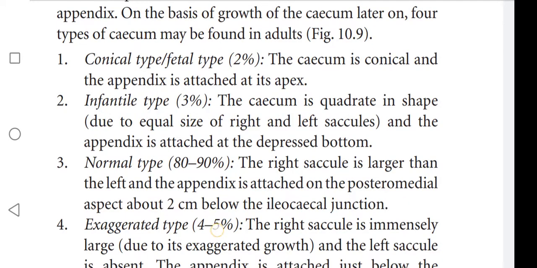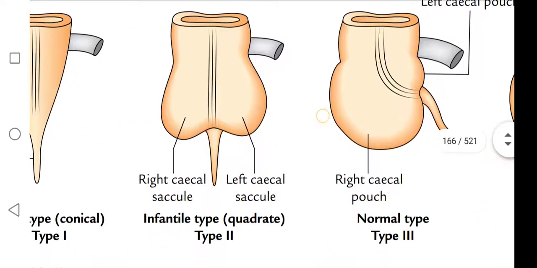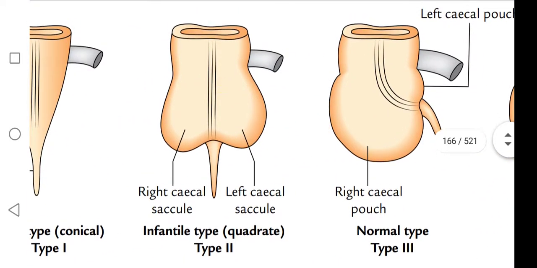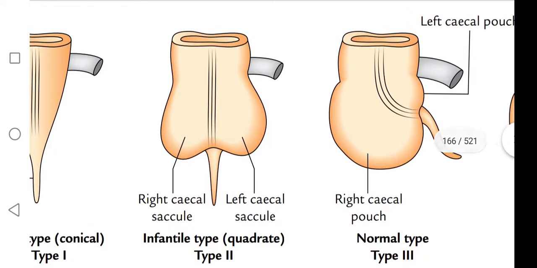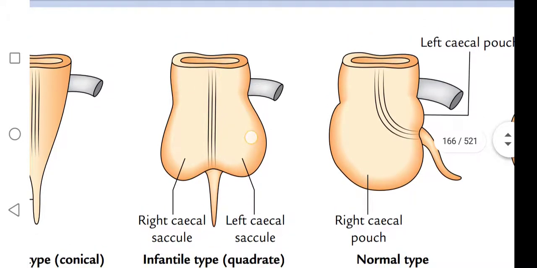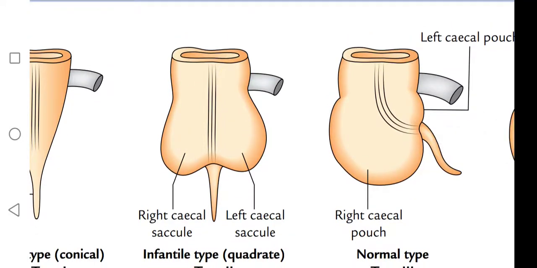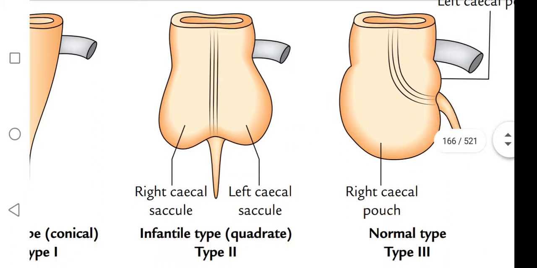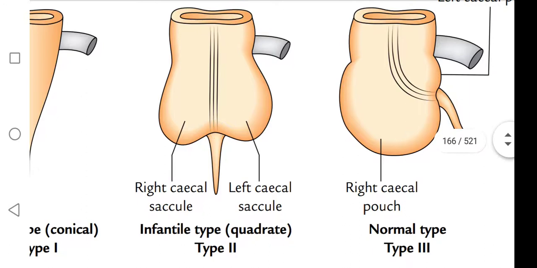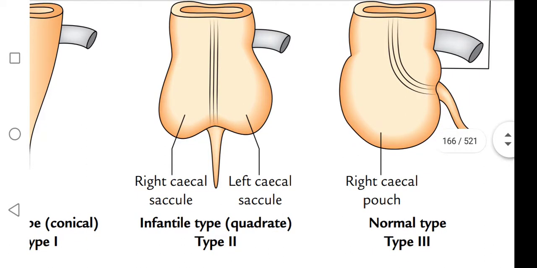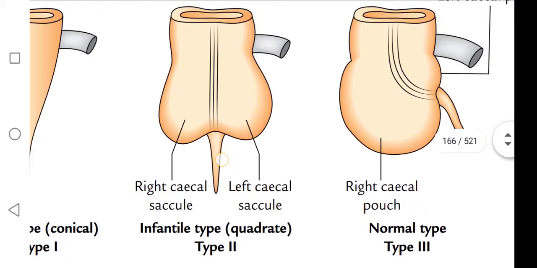I will show a diagram, it is easy to understand. This is the infantile type, also called quadrate cecum. It is 3%. If you see this, it looks quadrate in shape. Why does this quadrate shape come? Due to the right and left saccules being the same size, and the appendix is attached at the depressed part at the bottom.